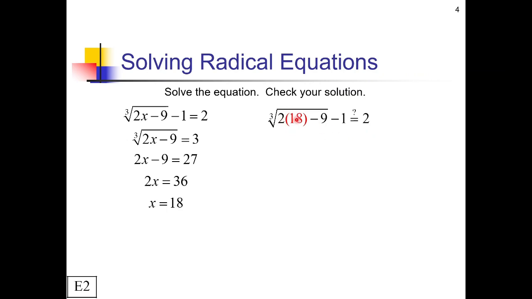So 2 times 18 is 36. 36 minus 9 is 27. So we have the cube root of 27. Cube root of 27 is just 3. So 3 minus 1, and then 3 minus 1 is, in fact, 2. So that answer also checks out.